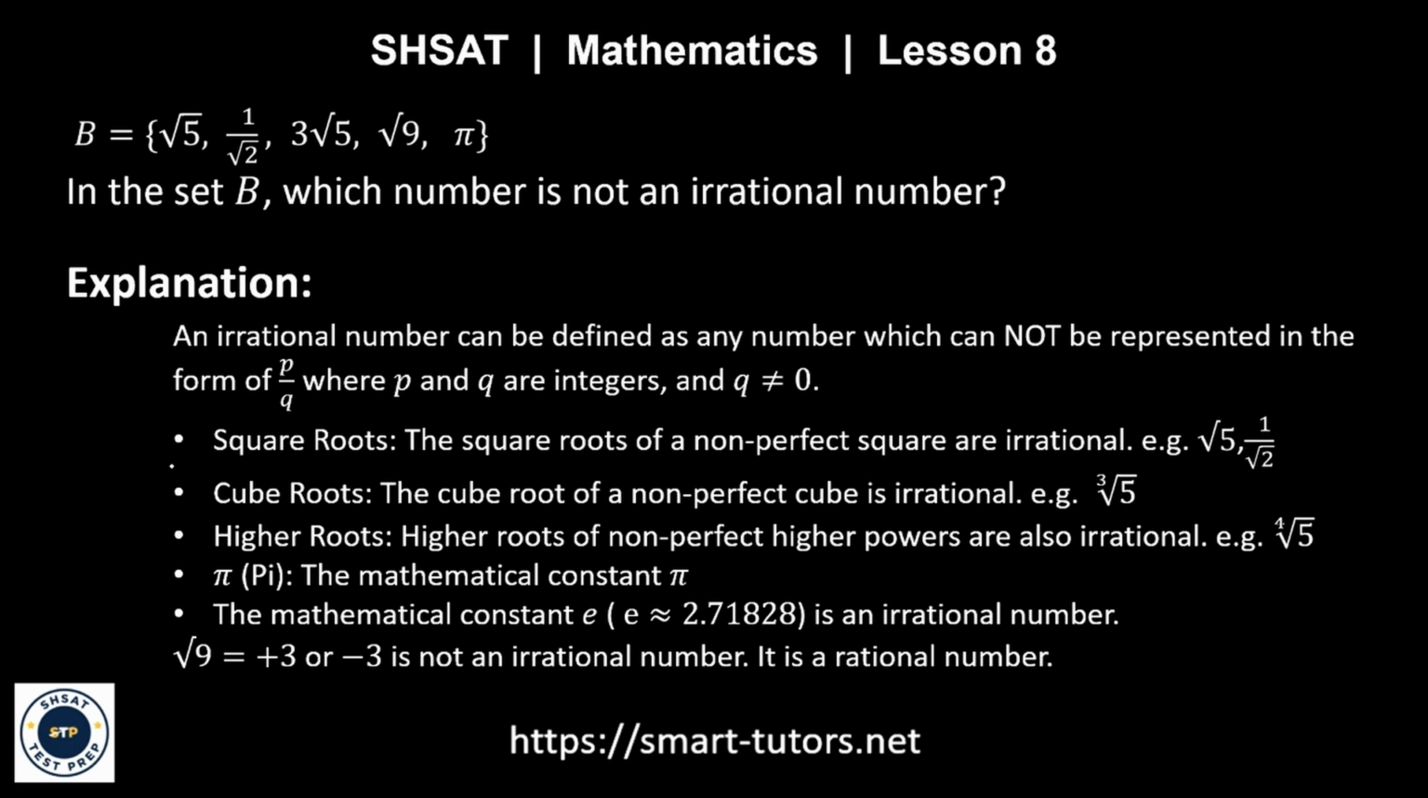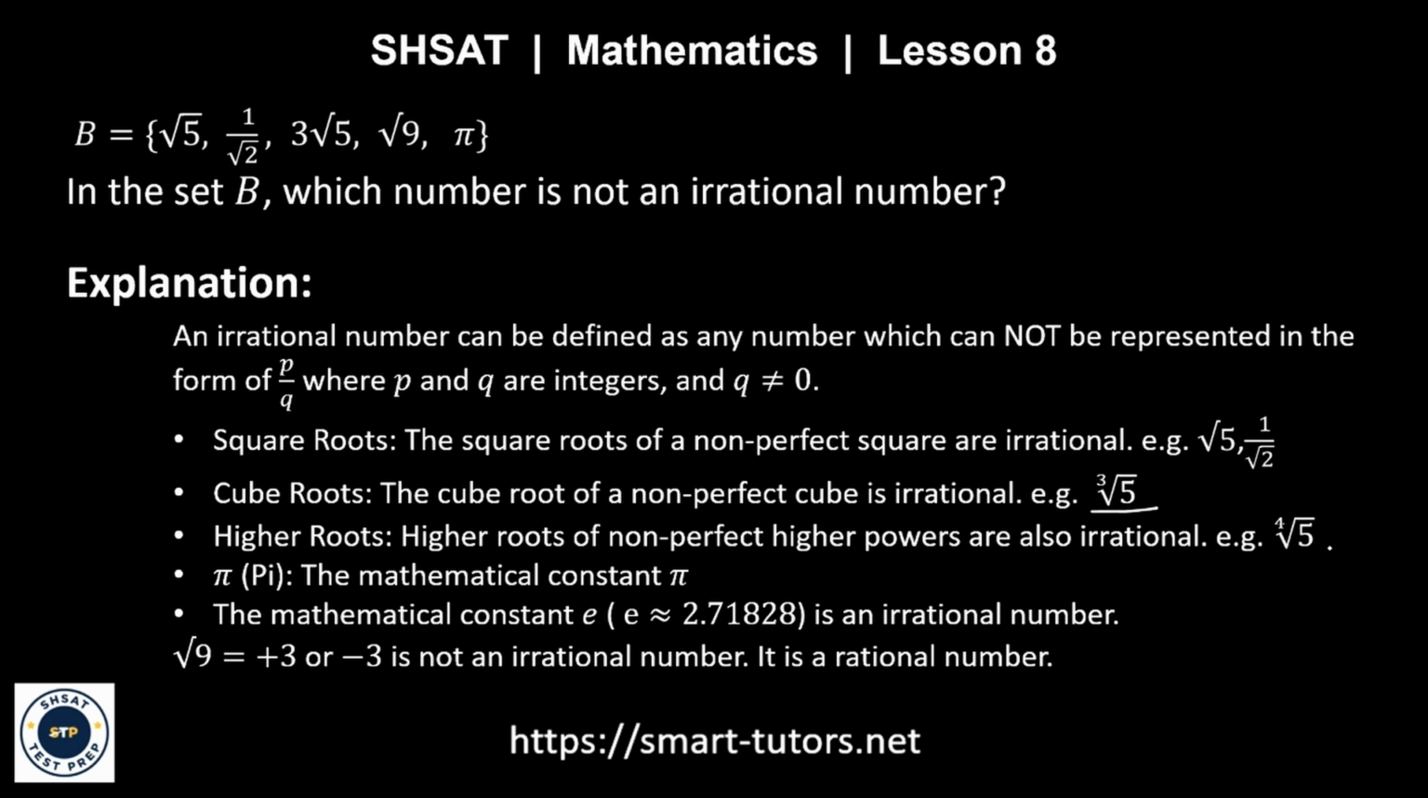So it would include square roots. The square roots of non-perfect squares are irrational. So square roots, for example, radical 5, they're not a perfect square number inside. All of this would be included as an irrational number. Cube roots, where it's a non-perfect cube. Example, cube root of 5. Higher roots of non-perfect higher numbers are also irrational.